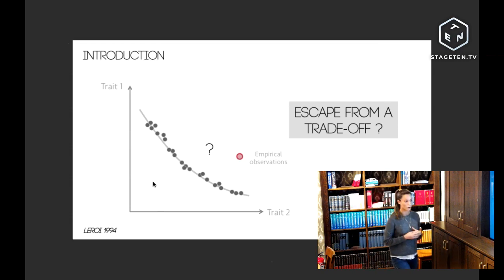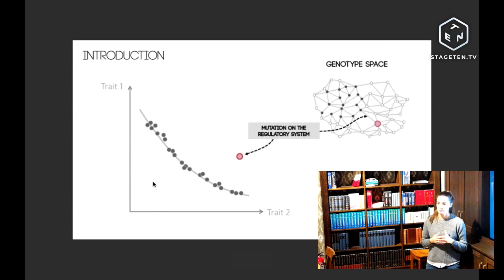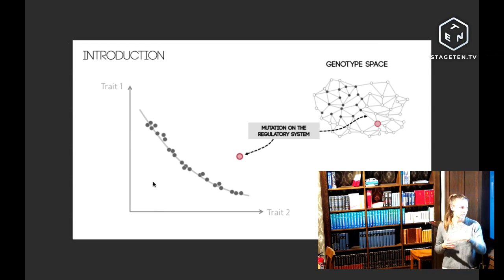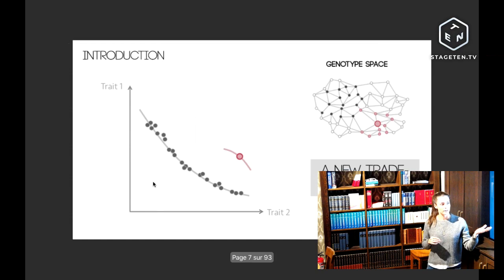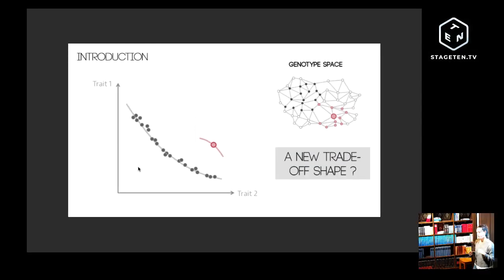And it seems that most of the time, a regulatory system is behind the allocation of resources. We can imagine that if an individual, like the pink one, is able to express better trait values, it's possible that thanks to a mutation, it accesses a new genotype space. So here I represented a classical representation of a genotype space with nodes corresponding to individuals and edges corresponding to mutation or recombination events. And the normal population is in gray here. Thanks to a mutation, the pink one can access a new subset of the genotype space and maybe express a new regulatory system that allows it and the new members of the population to express a new trade-off shape and to evolve.